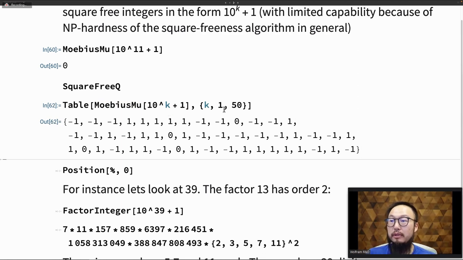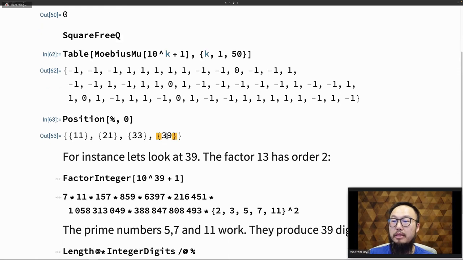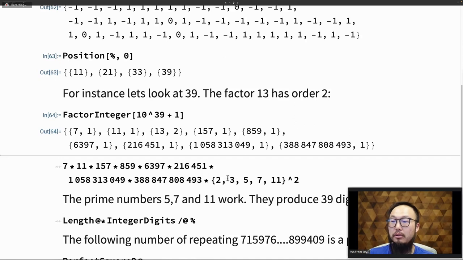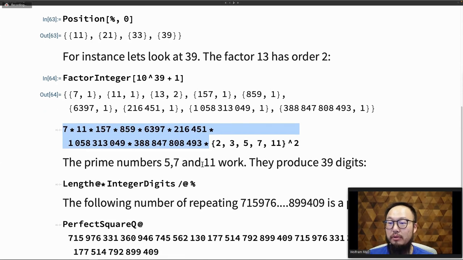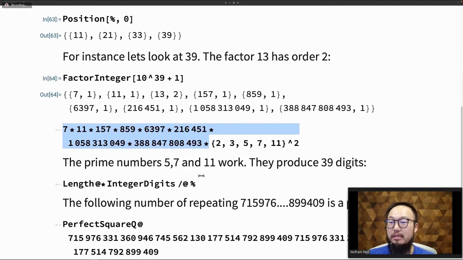Let me run that again. Even seeing 50 is really slow. So 11, 21, 33, 39. So 39 is a candidate. And you do the same thing, and because 13 squared is a square, we find the perfect square by multiplying the leftovers, and it gives you, oh my god, 39 digits. So basically this is how you do that. It's the same thing. That's the number you can test. It's a perfect square.